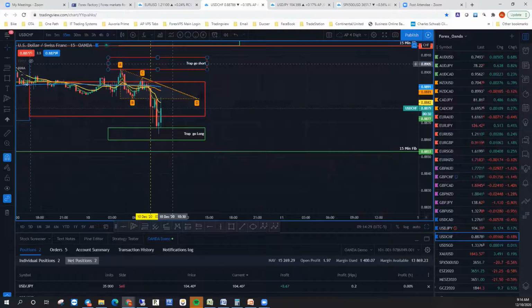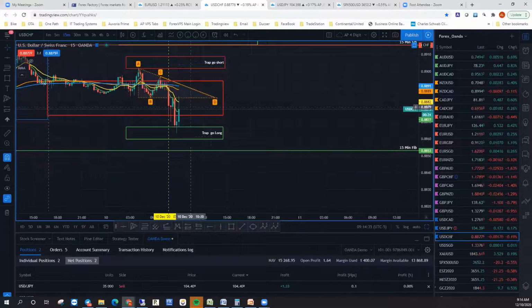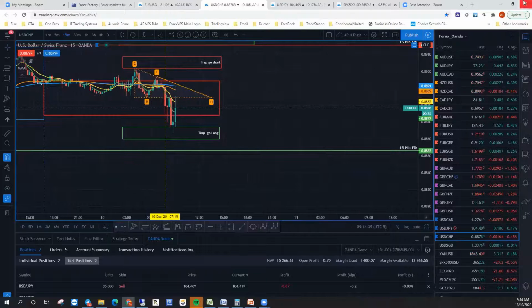And if this stays in this area, it could stay there for a couple of days. You could just keep taking it short, keep taking it long, keep taking it short, keep taking it long. And that's the way I would draw that one out.